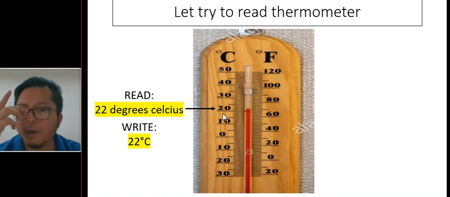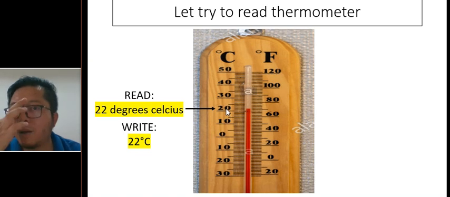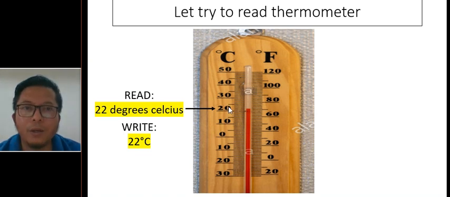Now I remember when I went for a holiday, we went to a cold country, and it is minus 2, not minus, it is 2, not yet minus, not yet 0, it is 2 degrees Celsius, and it is very, very cold.